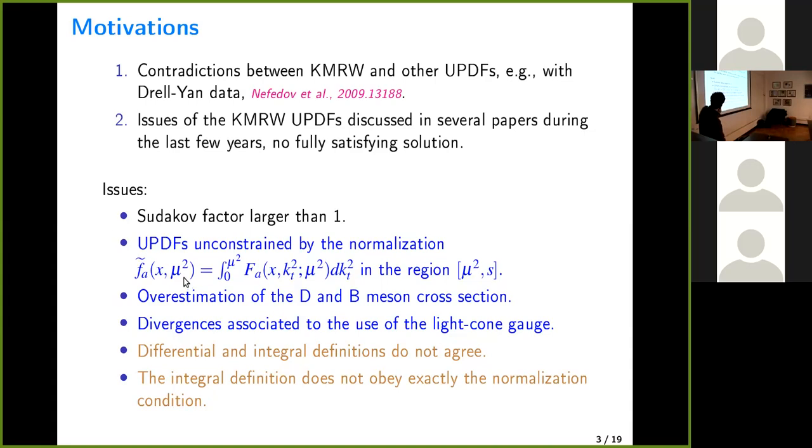The normalization, the relation between the unintegrated PDF and the collinear PDF, is this equation here. And you can see that one issue is that this condition constrains the unintegrated PDF only on the range from zero to mu squared, but not beyond. This function is not constrained for kT squared going from mu squared to s, for instance.